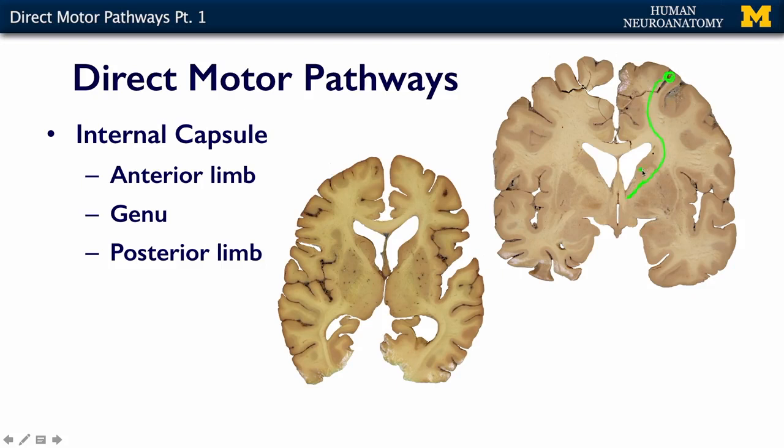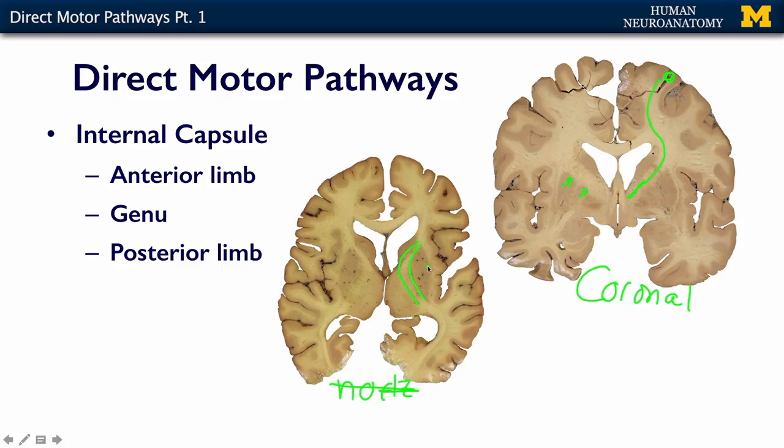And you can see it here. So here's the internal capsule. This is a coronal section. And in a horizontal section, you can see the internal capsule here. It's this big fiber band.